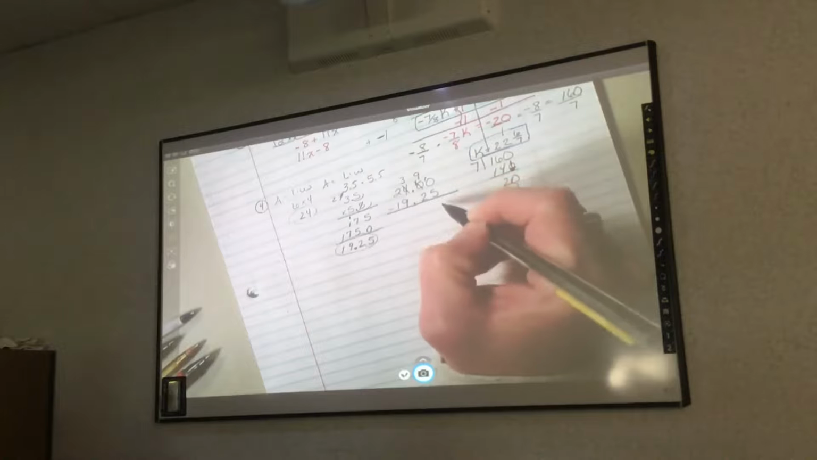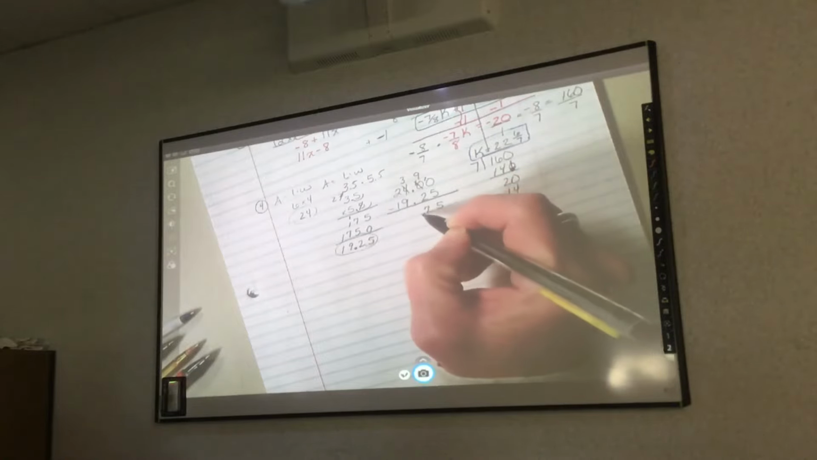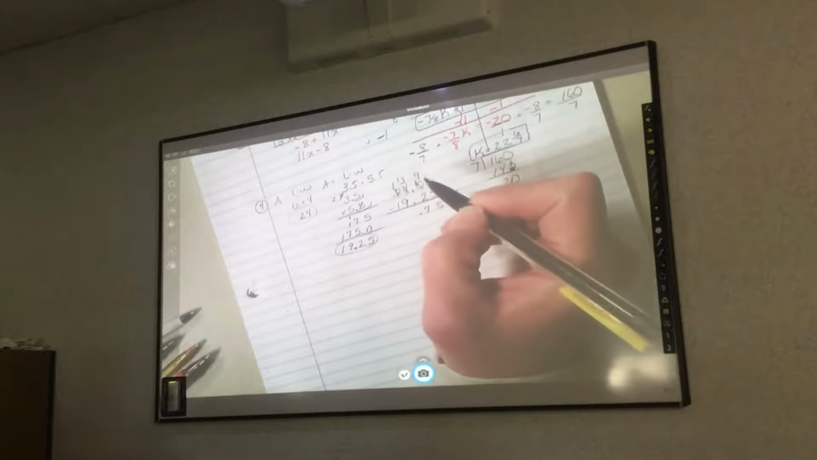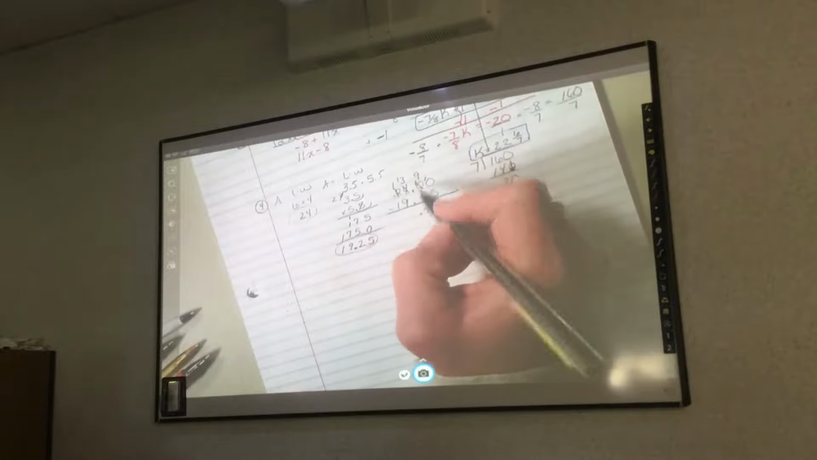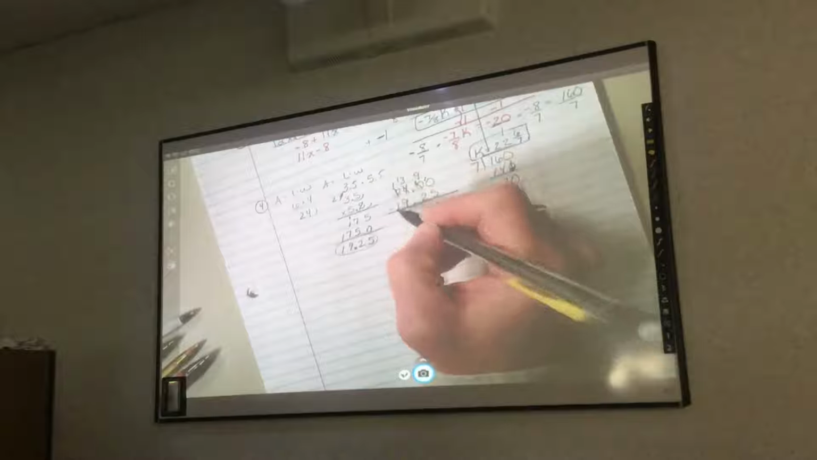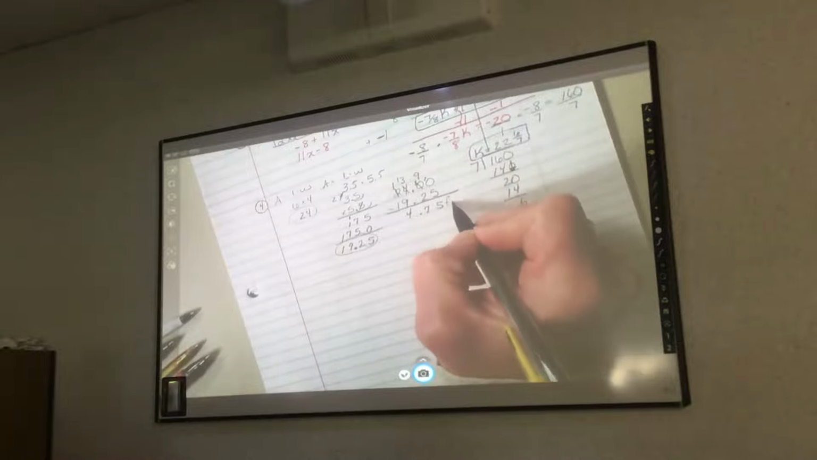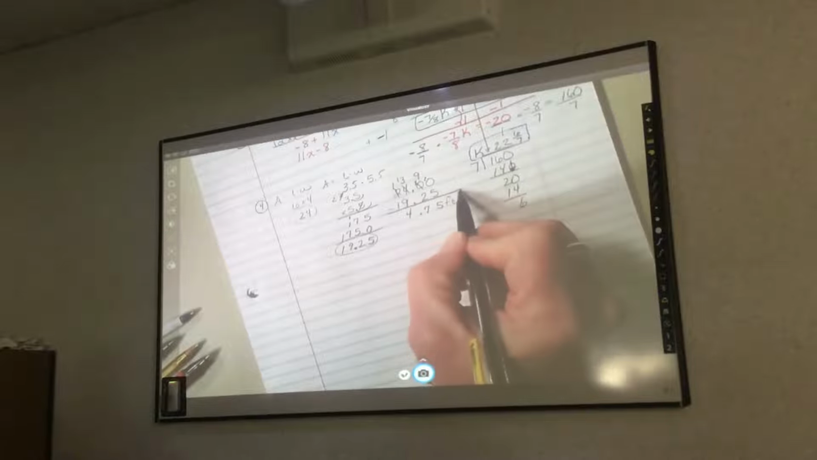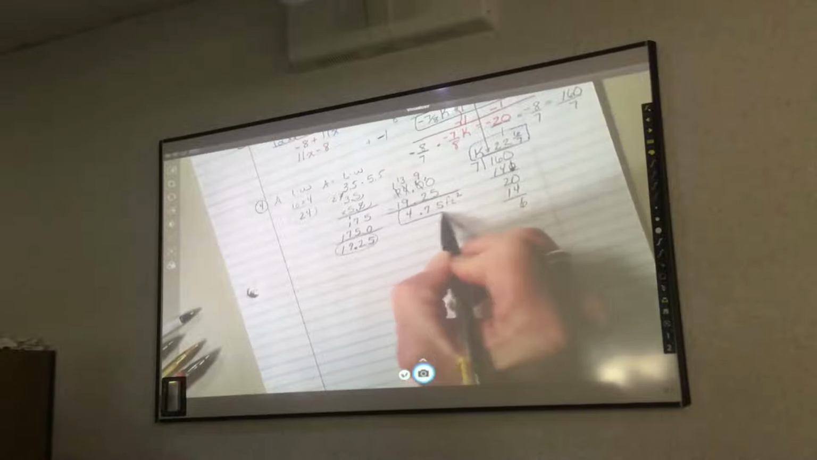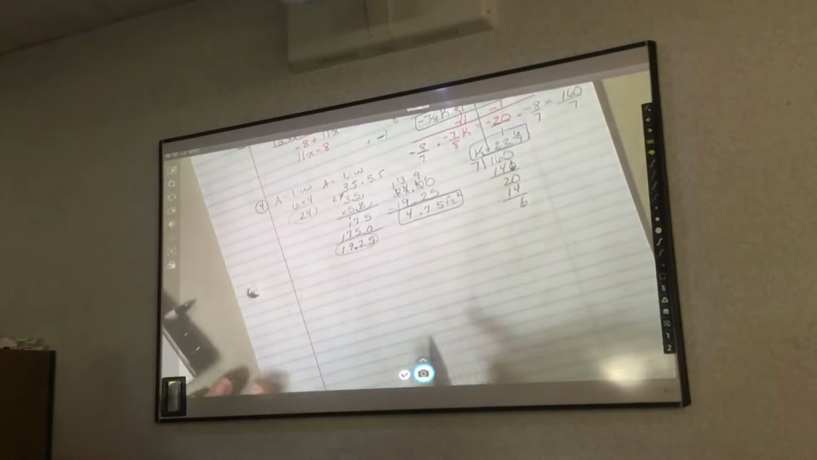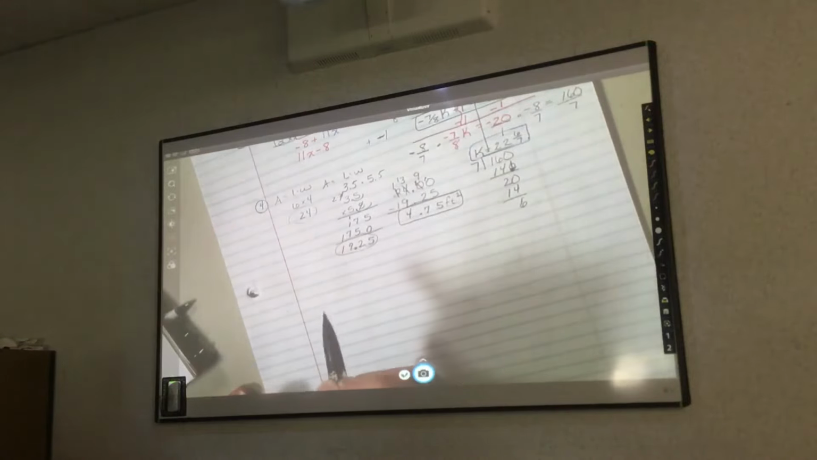So 10 minus 5 is 5. 9 minus 2 is 7. Cannot do 3 minus 9, so that becomes a 1. 13 minus 9 is 4. And 1 minus 1 is 0. So it's 4 and 75 hundredths feet squared for your final answer for number 4. How many of you got that one right?